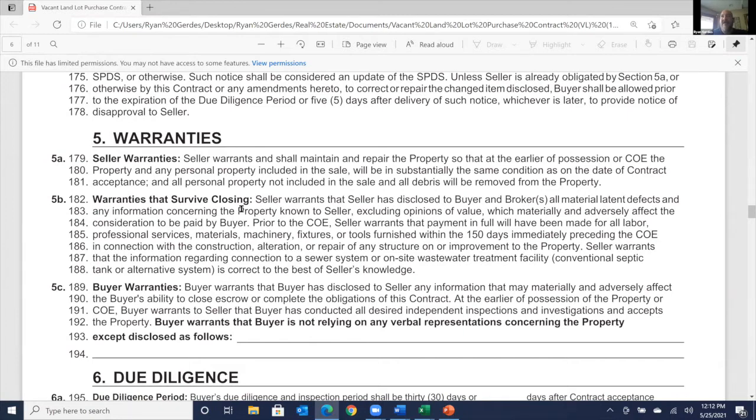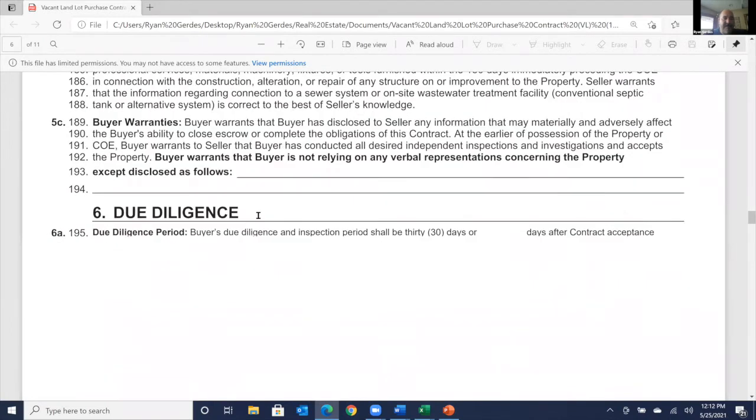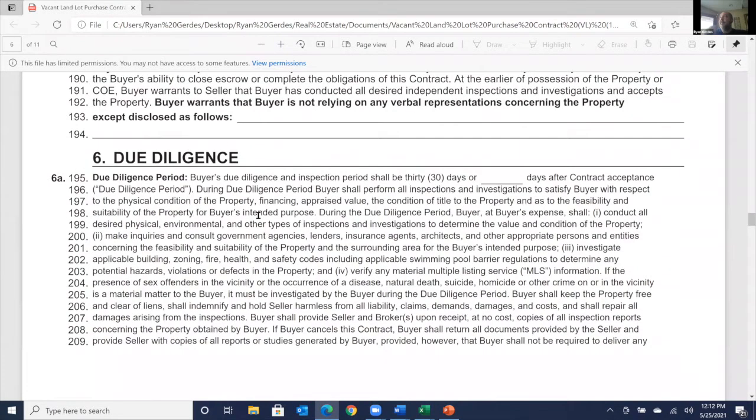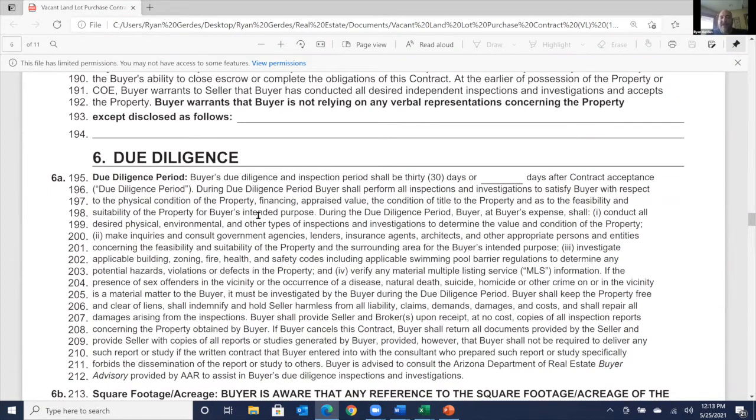So seller, if you have an underground storage tank that you installed with a bunch of hazardous material and you did not disclose it over to the buyer and the buyer finds it after they close, you will still be responsible for that underground storage tank, as an example. Due diligence. You might better recognize this as the inspection period.